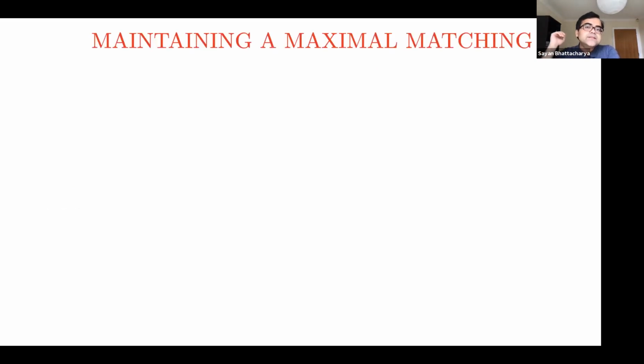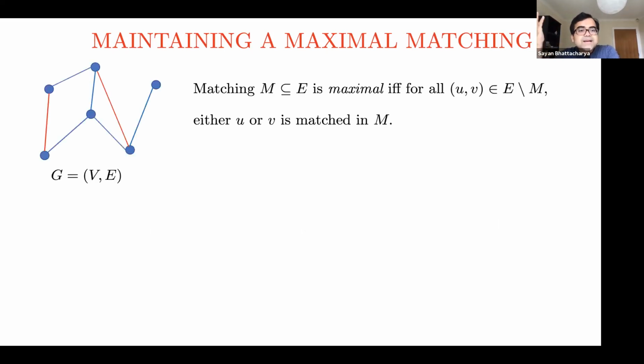And the algorithm will just maintain a maximal matching. So recall that maximal matching is basically the output of the greedy algorithm for computing a matching. Specifically, a matching is maximal if and only if for every unmatched edge, at least one endpoint is matched. On the left-hand side, you can see a maximal matching highlighted in red, because if you take any blue edge, any unmatched edge, at least one of its endpoints will be incident on a red edge. That's why this matching is maximal.